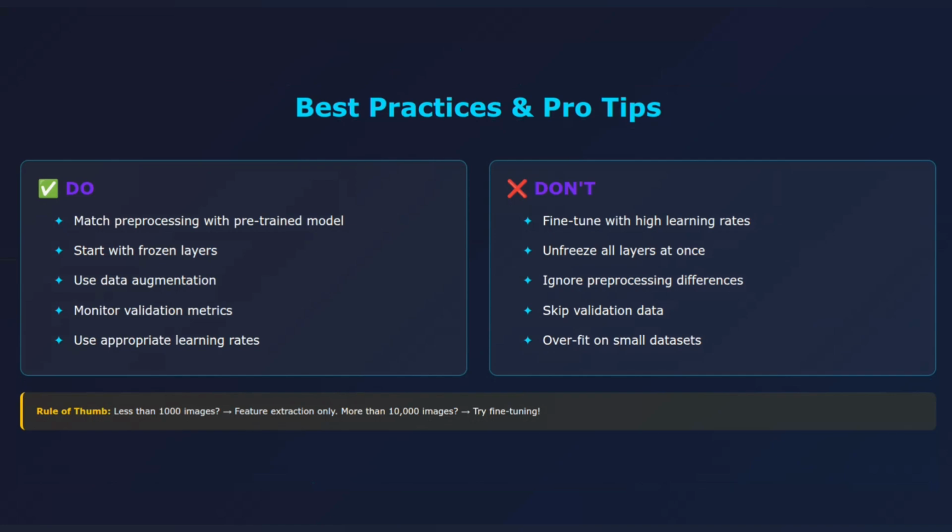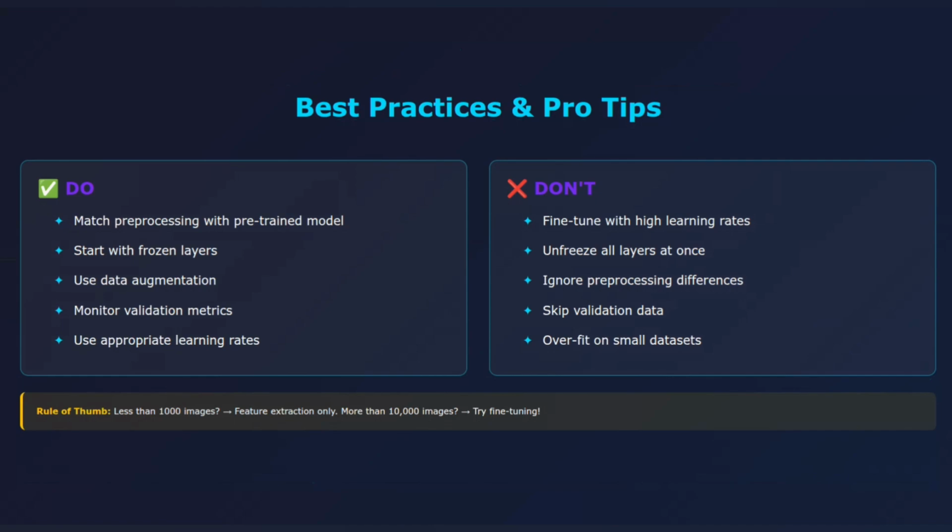Before we wrap up, let me share some crucial tips for successful transfer learning. Tip number 1: choose the right pre-trained model. If you're working with medical images, a model pre-trained on ImageNet might not be as good as one pre-trained on medical data. Match your domains when possible. Tip 2: freeze more layers with smaller datasets and fewer layers with larger datasets. If you have less than 1,000 images, stick to feature extraction. With 10,000+ images, try fine-tuning.